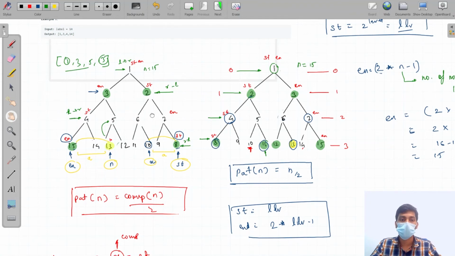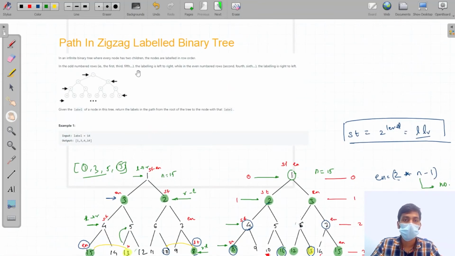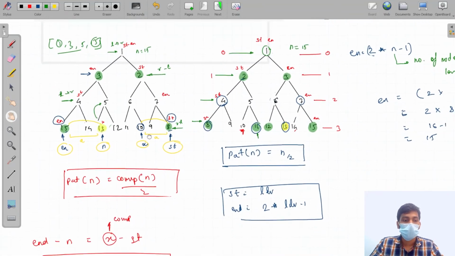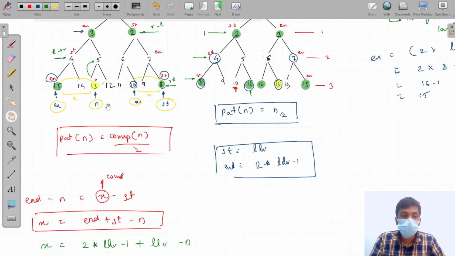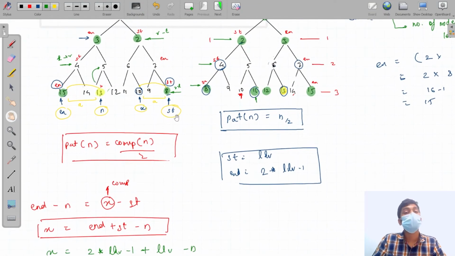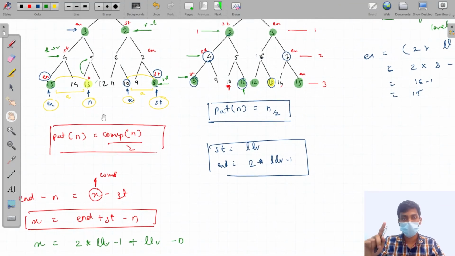That is in zigzag way, as according to the given question. We derived a formula that if somehow I am able to get the complement value of this given n, that is the original value that should be present at this particular position in the given correct tree, and if I divide it by 2, I'll be able to get this answer, that is I'll be able to get the parent, right? This was our first thing.